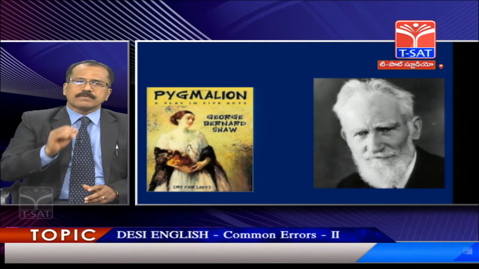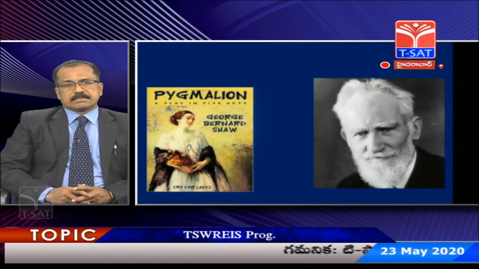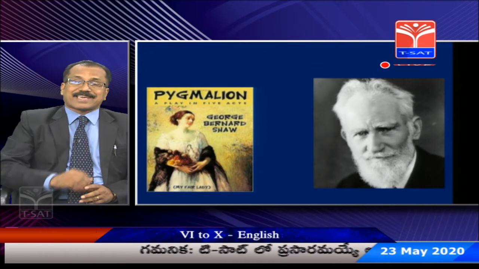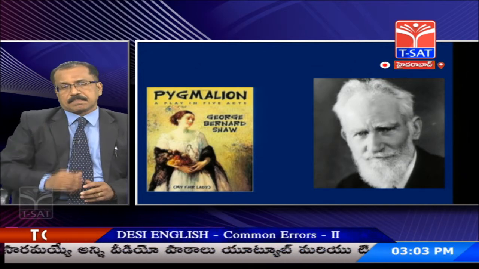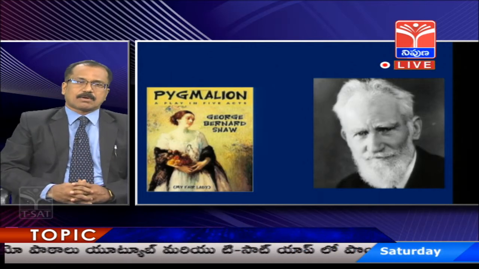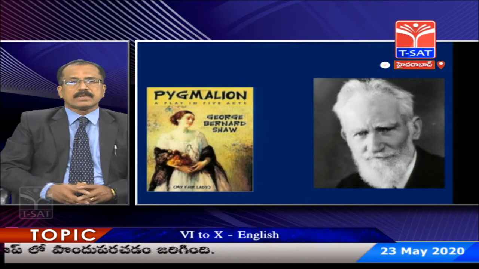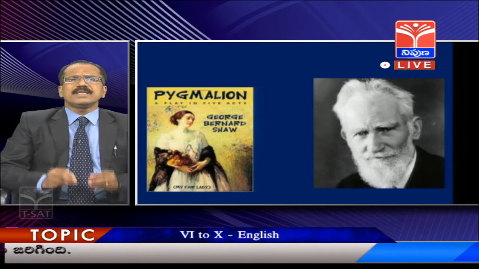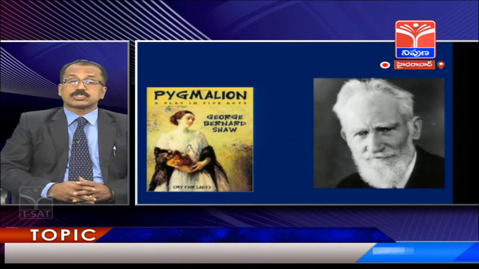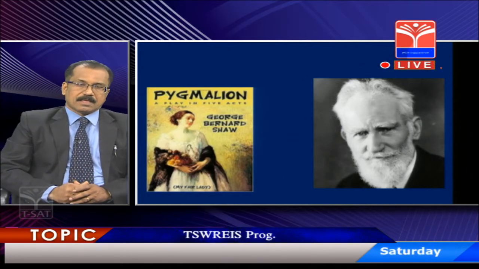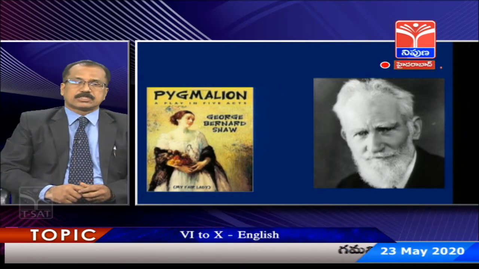Now, in one of his most famous plays, the drama named Pygmalion, he introduced a character called Eliza Doolittle. You can see that. Eliza was a very illiterate, uneducated girl, who was selling flowers in the streets of London. He also introduced another character, Professor Henry Higgins.